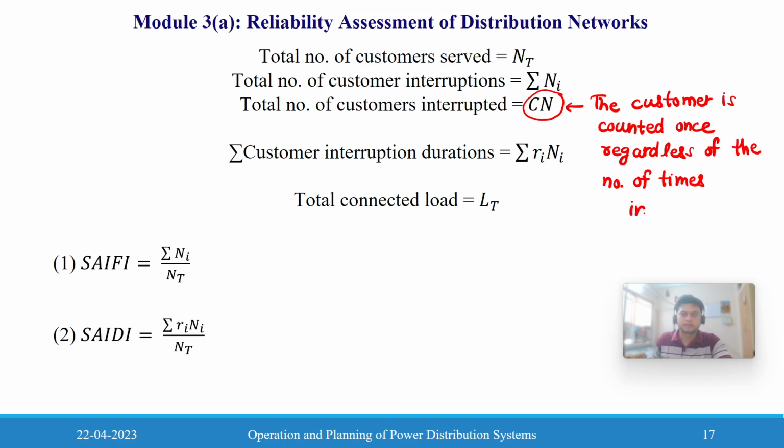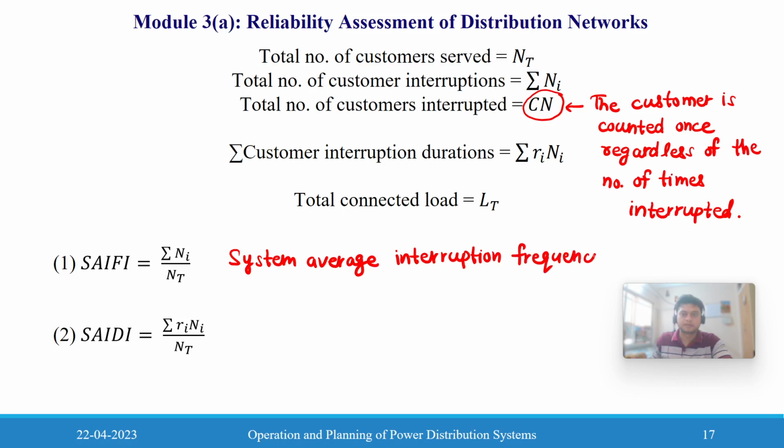Regardless of the number of times interrupted. So SAIFI means system average interruption frequency index, that is sigma Ni divided by NT.